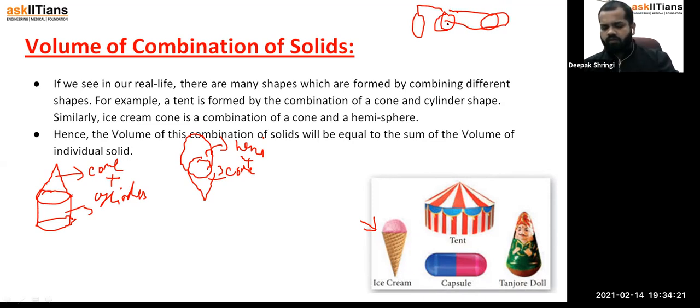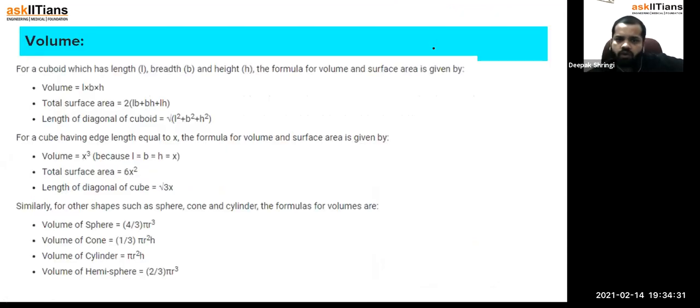So basically, to find the volume of a combination of solids, just add the individual volumes. You will get the volume of the entire solid or entire item. For a cuboid, you know the basic formula. For example, a cuboid is basically a rectangle and a 3D figure of it.